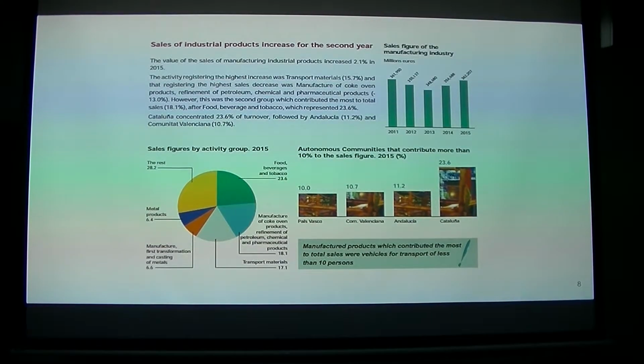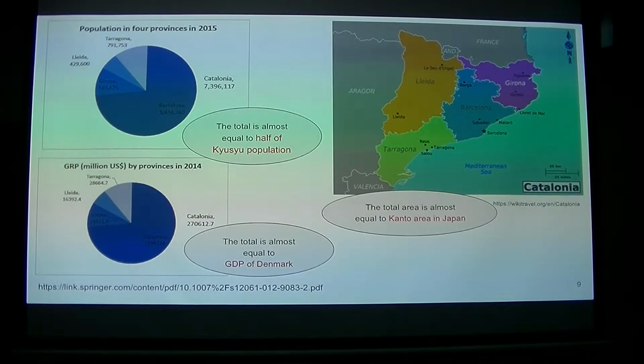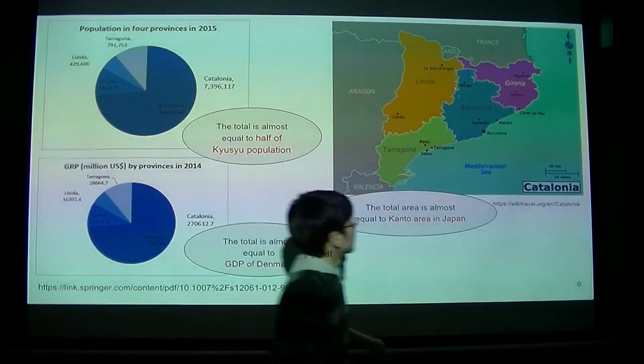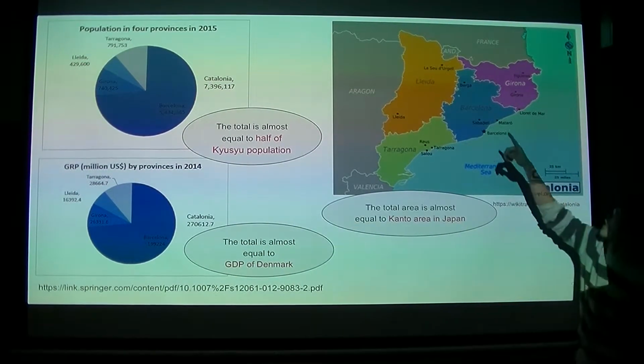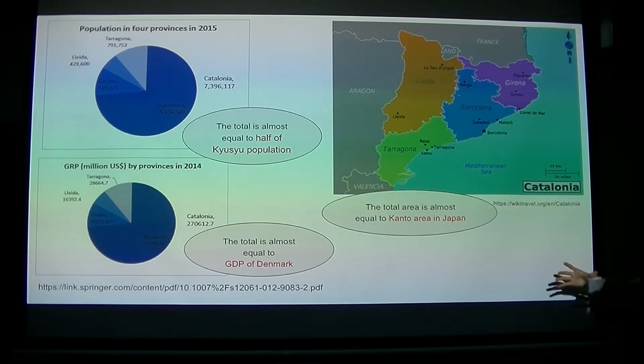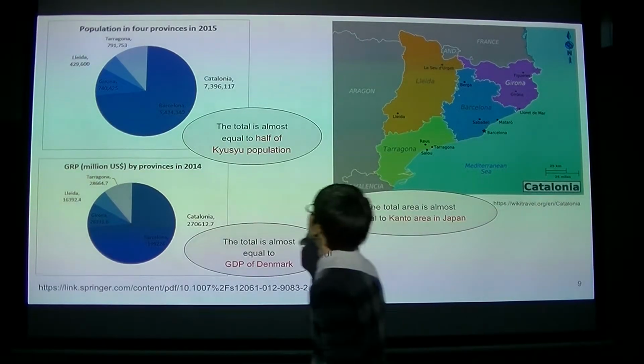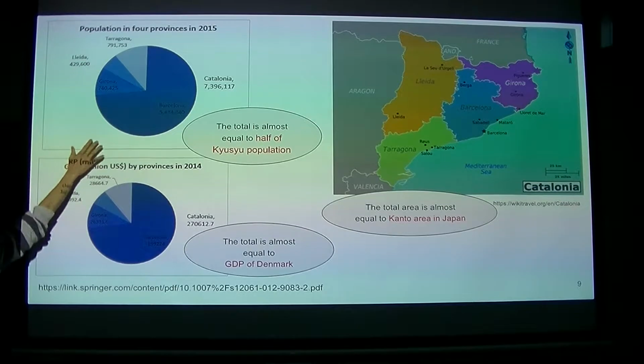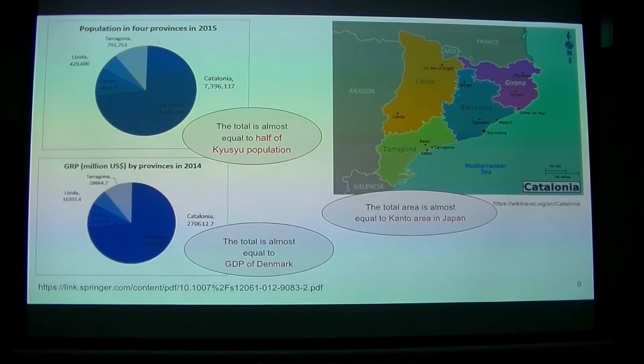Next, I'll talk about the provinces. There are 4 provinces: Barcelona, Girona, Lleida, Tarragona. Actually, each region has various characteristics, but for now I will say that Barcelona is the center in terms of economy and population. As we can see, in production and population Barcelona is dominant.